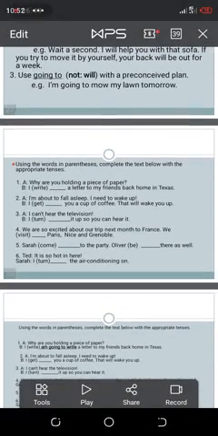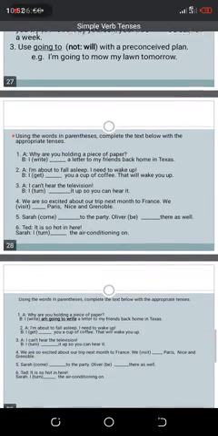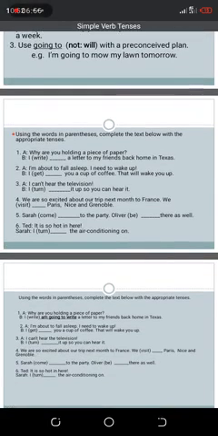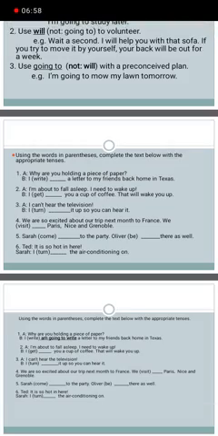Please do the exercise and always remember to submit the work. You've not been submitting your work. Please submit the work after finishing.